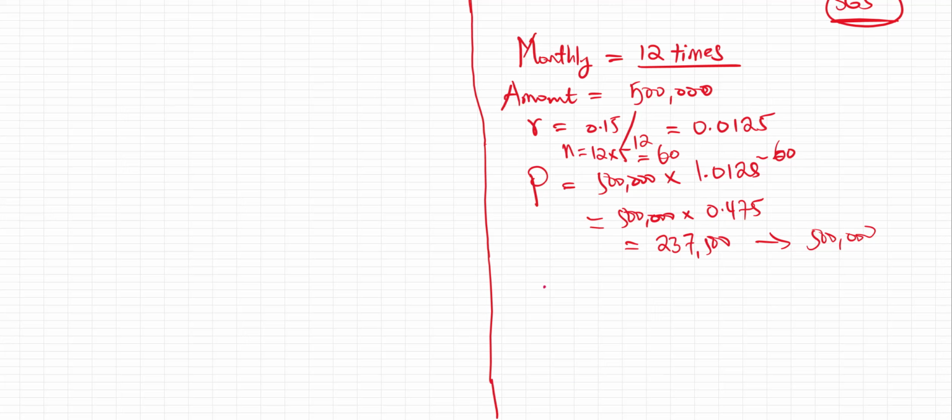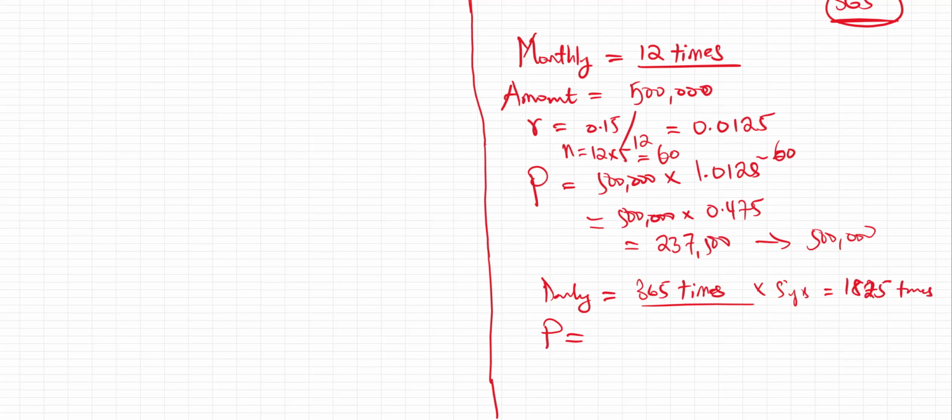Now let's compute interest daily. If you are computing interest daily, that means interest will be accrued 365 times. So in that case, our present value should be: 365 by 5 years is 1825. So we have 500,000 multiplied by 1.00041 raised to the power 1825.